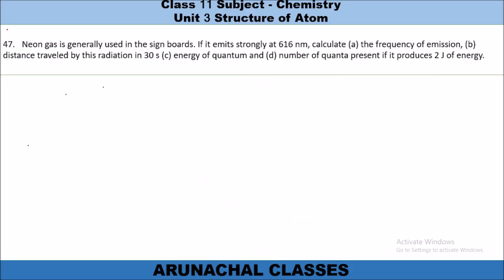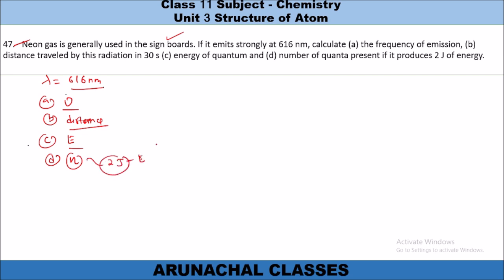Come to question number 47. In question 47, neon gas is generally used in the signboards. If it emits strongly at a wavelength of 616 nanometer, A, we have to calculate the frequency of emission. B, we have to calculate the distance traveled by the radiation. C, we have to calculate the energy of the quantum. D, we have to calculate the number of quanta present if it produces 2 joule of energy.